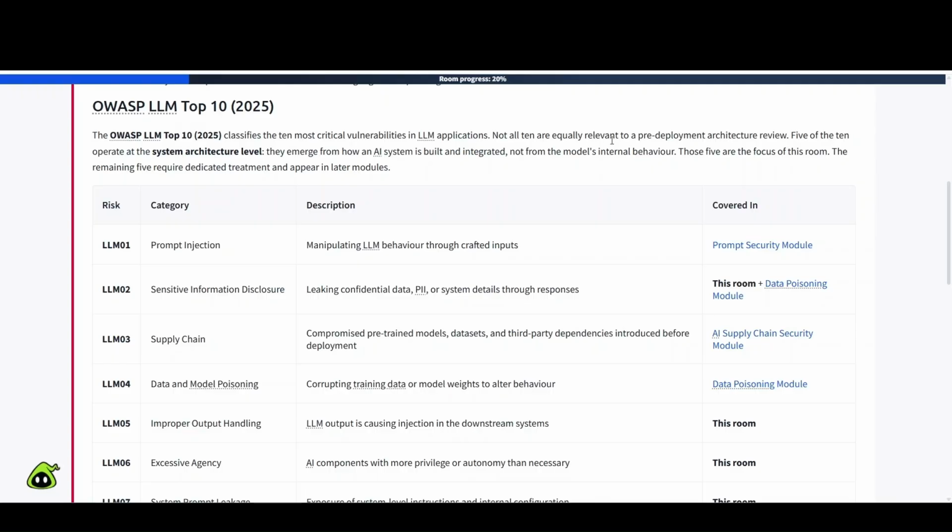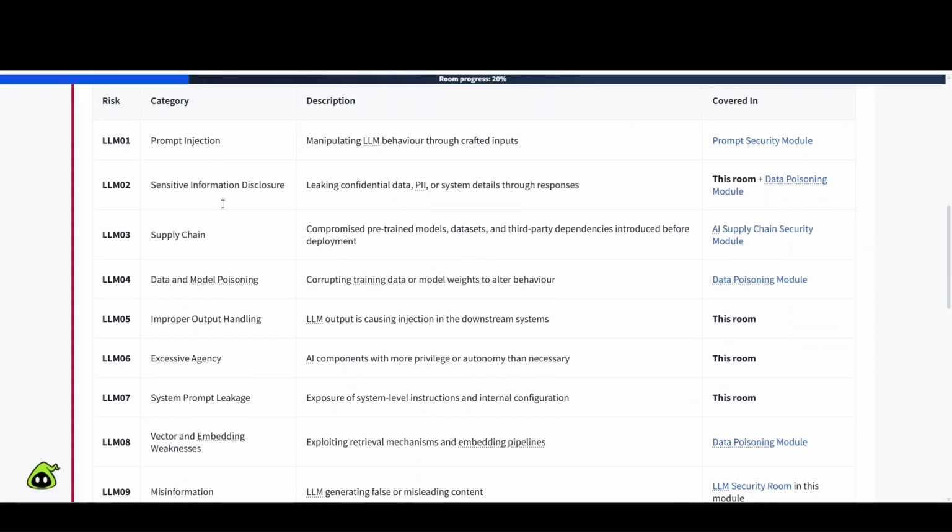Not all 10 are equally relevant to a pre-deployment architecture review. 5 of the 10 operate at the system architecture level. They emerge from how an AI system is built and integrated, not from the model's internal behavior. Those 5 are the focus of this room. The remaining 5 require dedicated treatment and appear in later modules.